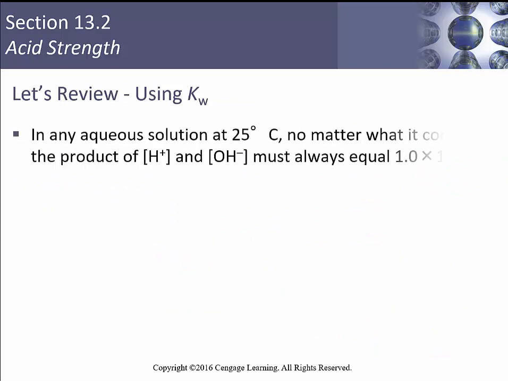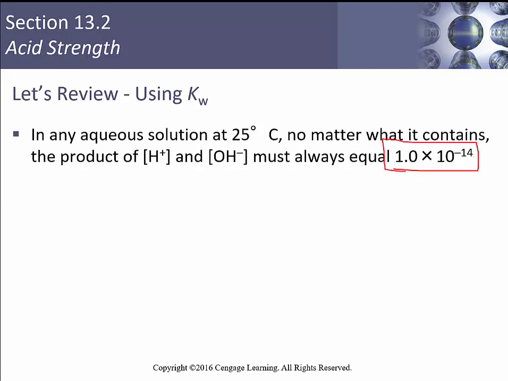Right? So let's review. I'm using Kw. In any aqueous solution at 25 degrees C, no matter what it contains, the product of H plus and OH minus is always going to be equal to 1 times 10 to the minus 14.